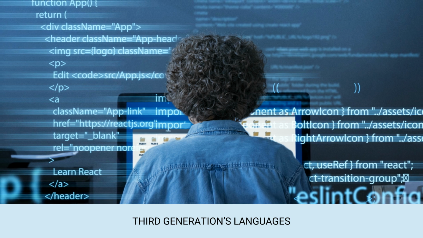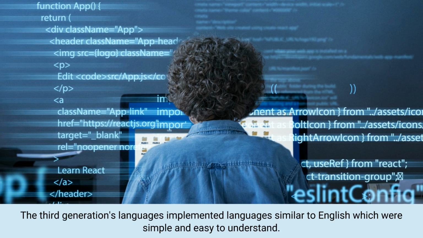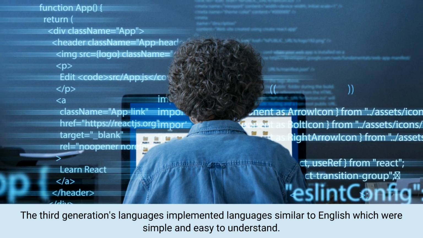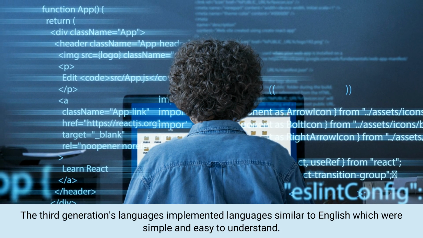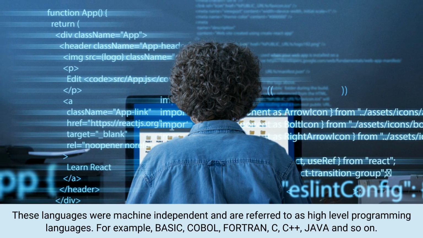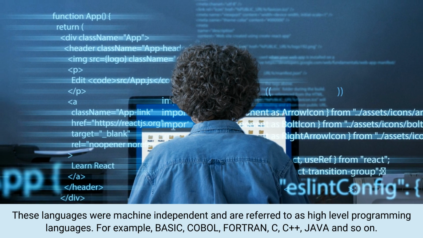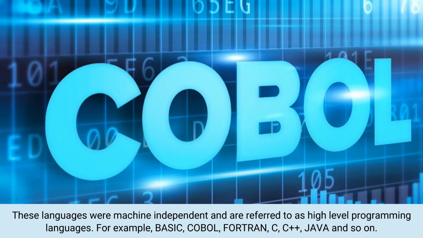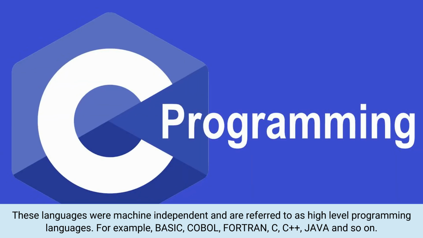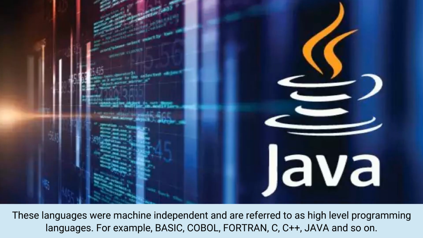Third generation languages. The third generation's languages implemented languages similar to English, which were simple and easy to understand. These languages were machine independent and are referred to as high-level programming languages. For example, BASIC, COBOL, Fortran, C, C++, Java, and so on.